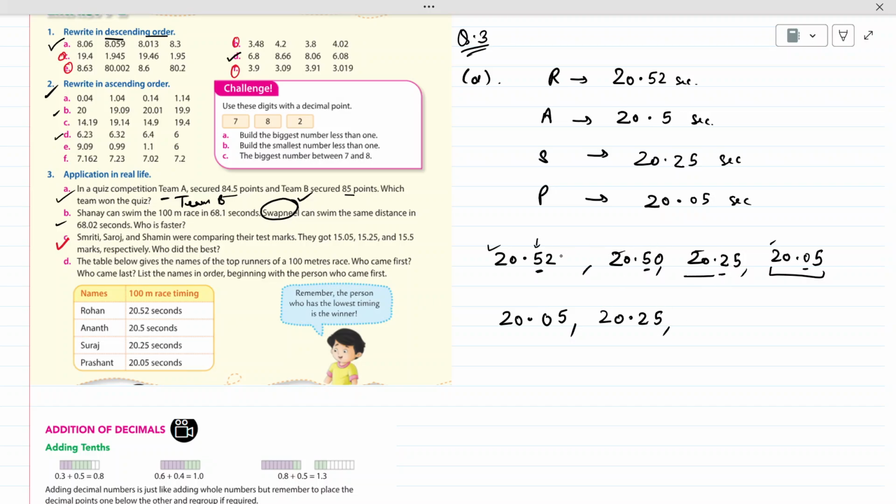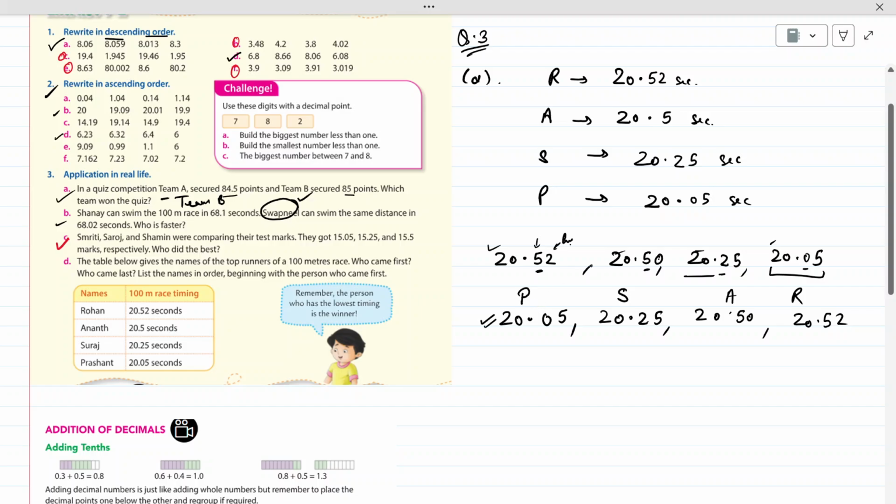These two are done. Now we are left with these two numbers. Their 10th place is same, so we will move to 100th place. Here 100th place is 2, here we have 0, that means this is smaller number. And the last one is 20.52. So if I arrange them in a particular order, then Prashant is at the first place, and after that we have Suraj here, and then we have Anand, and the last one is Rohan. Okay, this is the person who came first. So it is Prashant who came first.